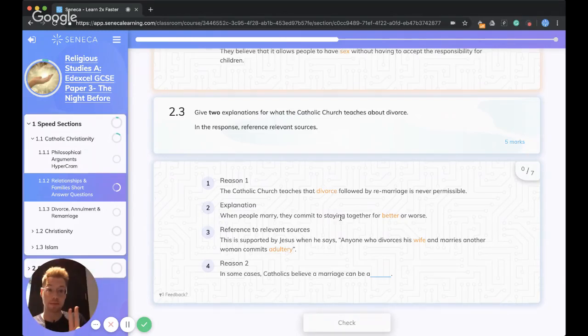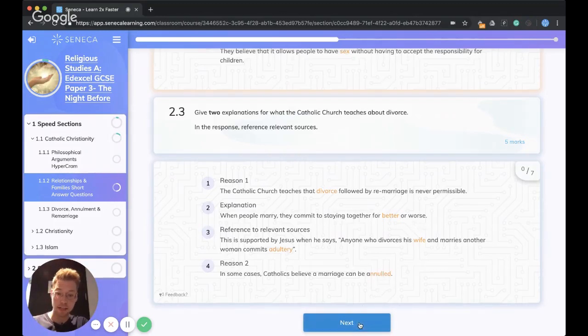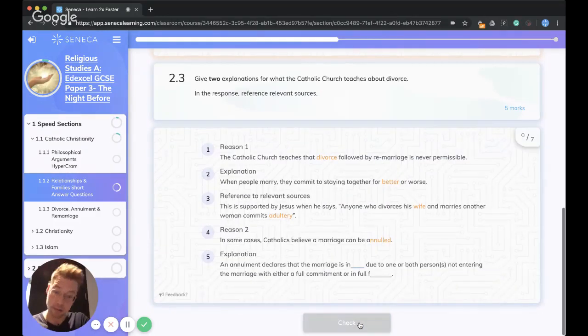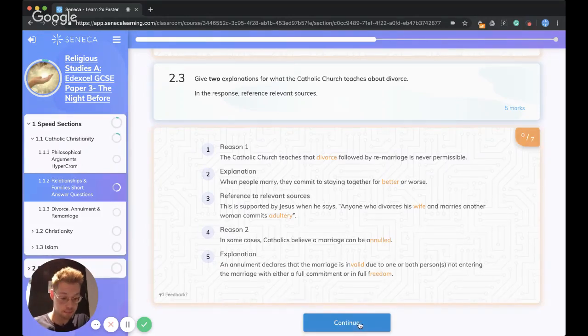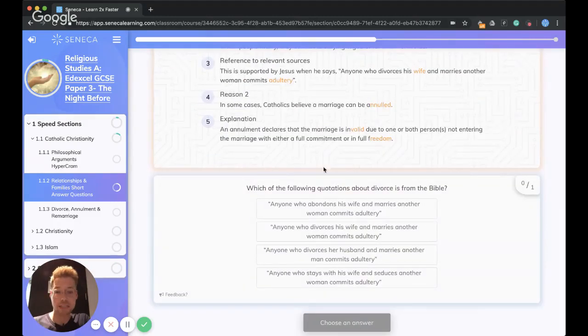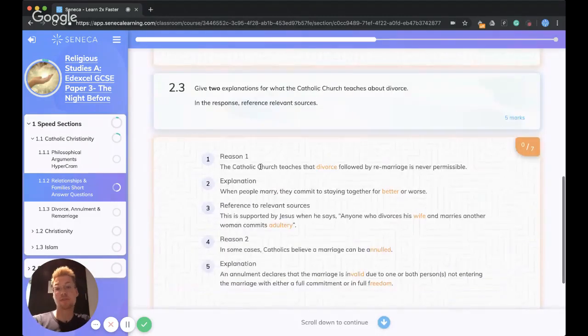Again, it's two explanations, so remember to look at those question words, and you've got to give not one, but two explanations. So in some cases, Catholics believe that marriage can be annulled. And annulment declares that the marriage is invalid due to one or both of the persons not entering the marriage with either a full commitment or in full freedom. Okay, so that is how you structure those 5 marker questions.